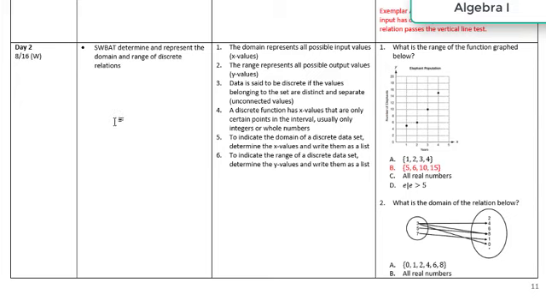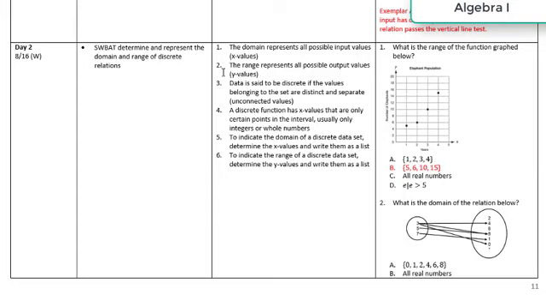Day 2. This is determining the domain and range of discrete relations. Now, you see a W here. This is supposed to be given on a Wednesday. I know some of you guys have shorter days or shorter lessons on Wednesdays, and that was kind of done on purpose. Discrete domain and range should be something that's pretty simple. A heavy emphasis on actually defining domain and range.